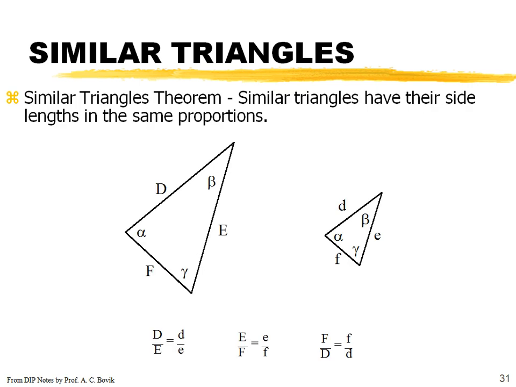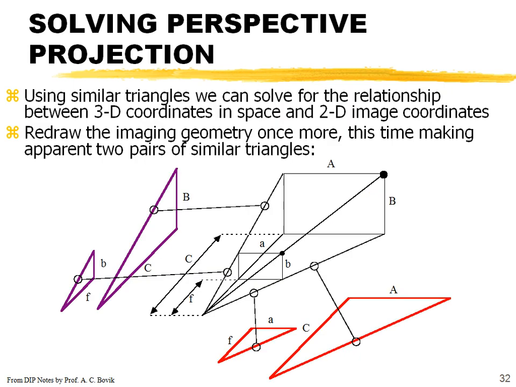Okay? So if I define each side of the triangle, in this case by E, F, and D and small e, f, and d, then D by E will relate to d by e of the smaller triangle, and so on. Okay? So the relative lengths should remain the same. That's the law of similar triangles. And we can apply the same thing in order to understand our projection geometry. Right? So we'll simply break up our projection diagram into similar triangles.